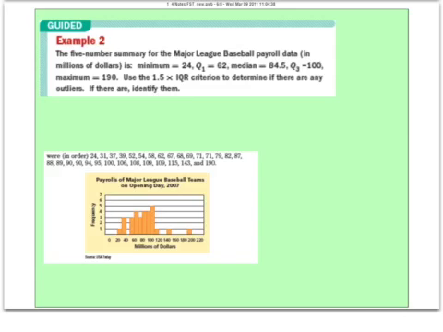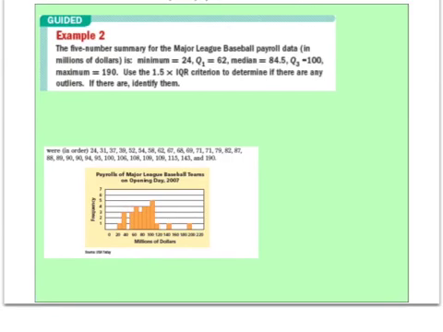Here's the deal. Take a look at the data here in the table, by the way, or the graph. It says it's the payroll of Major League Baseball teams on opening day in 2007. It's in millions of dollars, and it's frequency. And we have a histogram here, and we have the raw data here. Now, let's read above. They've actually done the 5-number summary for us and gave us the data.